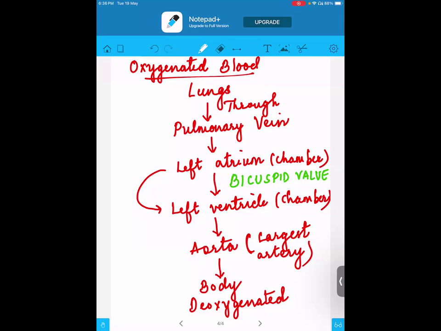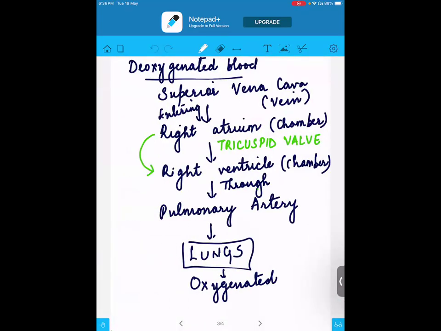Am I clear, children, with this? Yes, ma'am. Any doubt? So write these two flow charts. Children, just make these two flow charts fast. Manvita, Jashvita, Manasvi, Ronit, and Nandini, make these two flow charts. Learn this flow chart. It will be very, very easy for you to answer any kind of question.